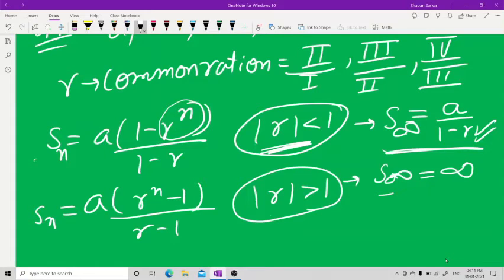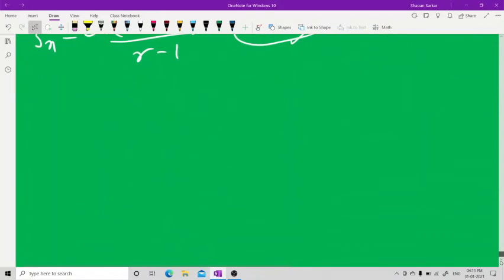So let us understand what I mean by this interval and what I mean by this interval. I have already told you about functions and everything. See, if I write mod r less than 1, that means what?